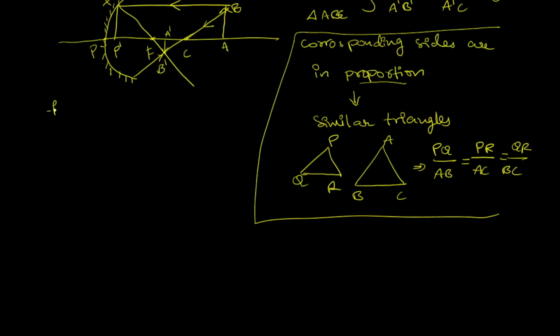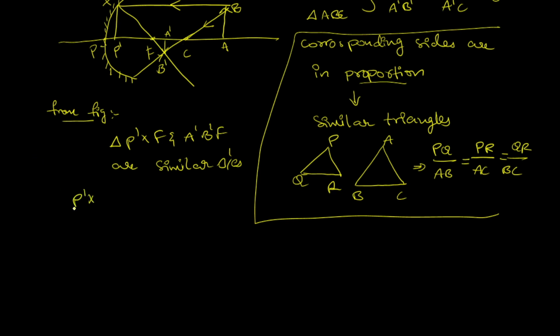Now again from the figure itself, triangle P prime X F and triangle A prime B prime F are similar triangles. Okay, these are also similar triangles. Therefore I am taking the sides P prime X by A prime B prime are equal to P prime F by A prime F. This is equation number 2.